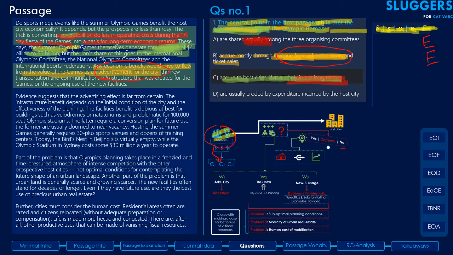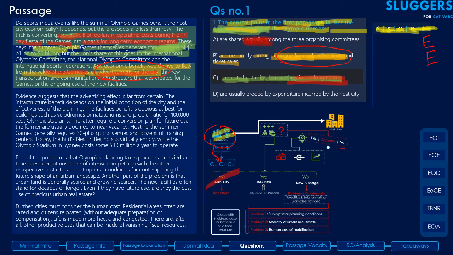He's already given the essence of the paragraph right here in the first part, and then he further exemplifies the essence of the first paragraph by listing out the ways in which this can happen. What are the ways? Any economic benefit would have to flow from the value of the games as an advertisement for the city.